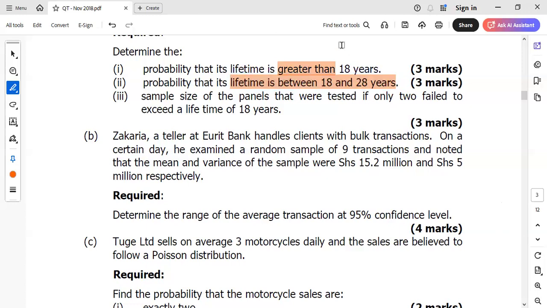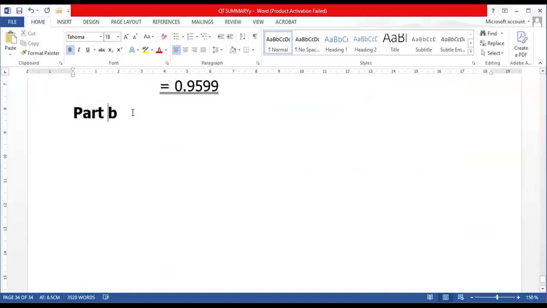So what do you do here? Here you need the probability that it is between 18 and 28. So you start with the probability, 18 is less than X, less than the other figure, which was 28.